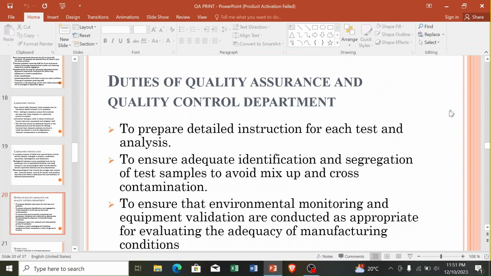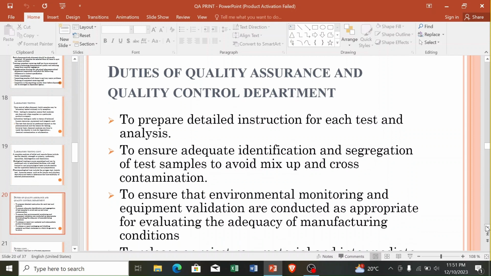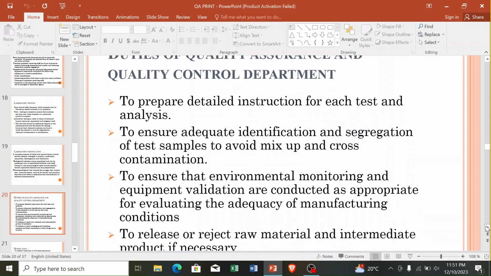To prepare detailed instructions for each test and analysis, to ensure adequate identification and segregation of test samples to avoid mix-up and cross-contamination, to ensure that environmental monitoring and equipment validations are conducted as appropriate for evaluating the adequacy of manufacturing conditions. So these are their roles. When you're asked for roles of quality assurance, you give this. When you're asked for roles of the quality control department, you give this, because quality control is part of quality assurance.